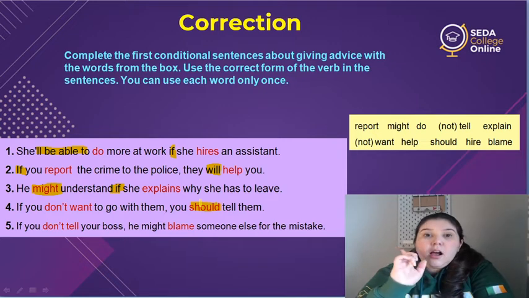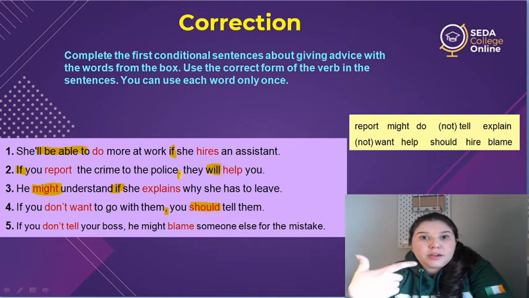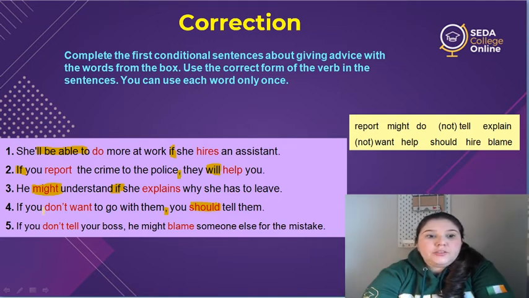Important, guys. When we start the sentence with the if clause, we need to use a comma, like here again. So if we start with the if clause, we need to add a comma at the end of the clause, and then we start the main clause, like here. If you don't want to go with them, comma, you should tell them.